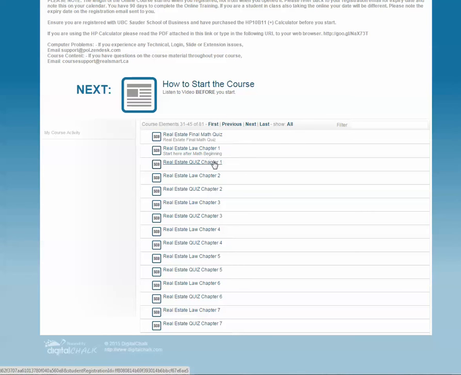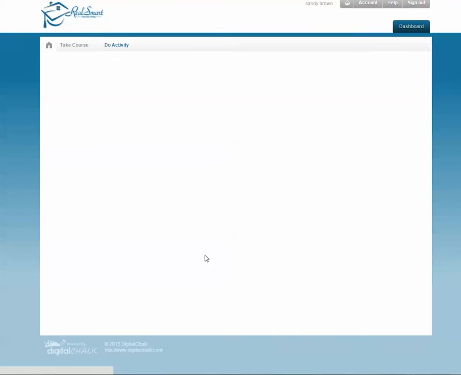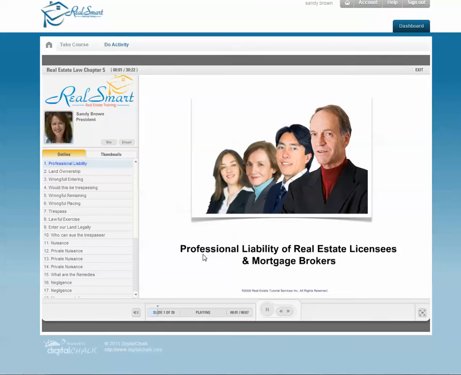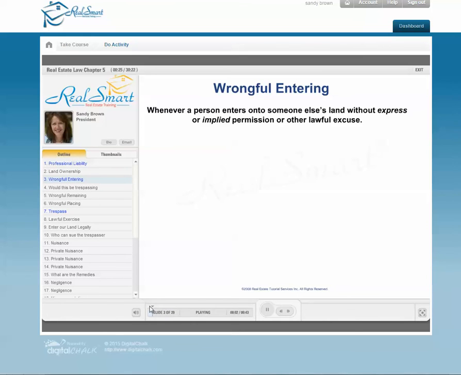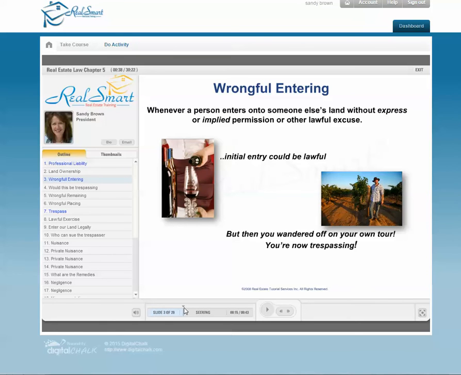So chapter 1 and a quiz, chapter 2 and a quiz, etc. Same kind of thing. They'll just open up the law quiz, whichever one they want. And when it comes up again, they can manipulate through the slides if they just want to get to trespass and find out about trespass. It has to be intentional. All the different kinds of wrongful trespass. Entering is, and again, it's me speaking, and all the information is there.